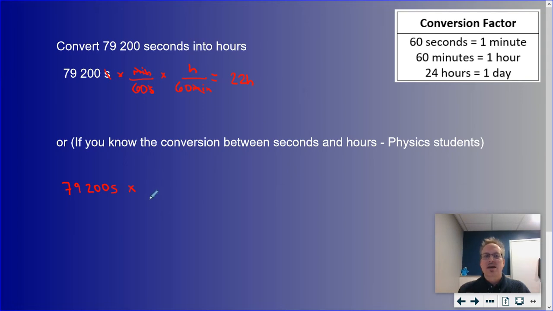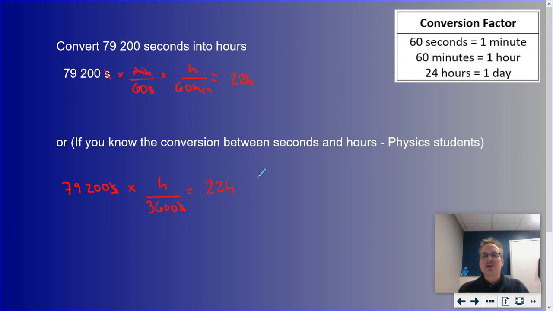I know that there's 3,600 seconds in an hour. And ideally, that's just 60 times 60. And so they are allowed to go, hey, 79,200 divided by 3,600, because the seconds are going to cancel, and they're going to get 22 hours as well.